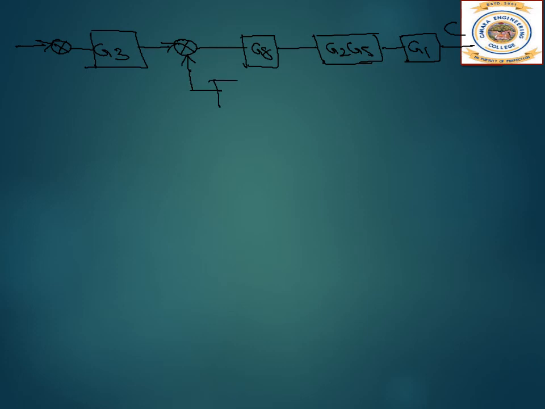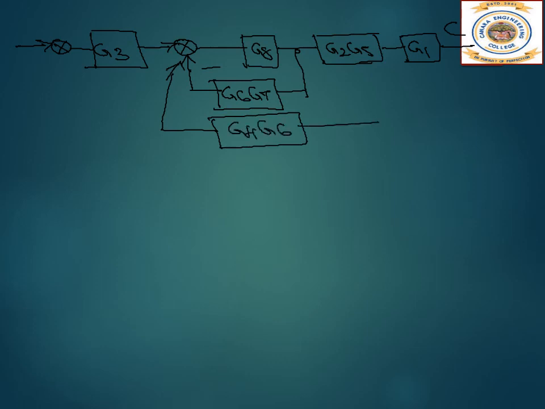So one is G6 and G7, that comes in between this minus, and one more path we had, G4 and G6. That is between G2, G5 and G1. Then this one, which is there already, comes from C. Okay. So now let us see how to simplify. Now it is simple again. Now let us analyze this block diagram again.